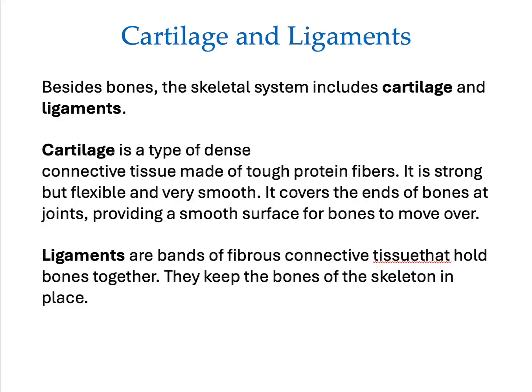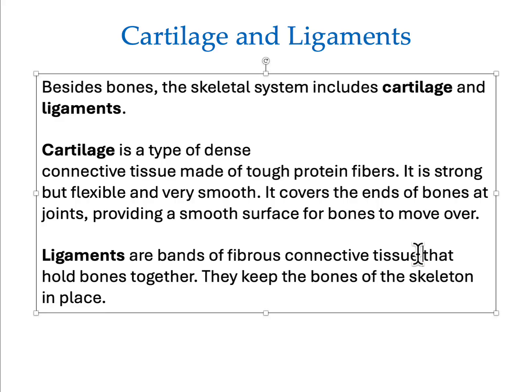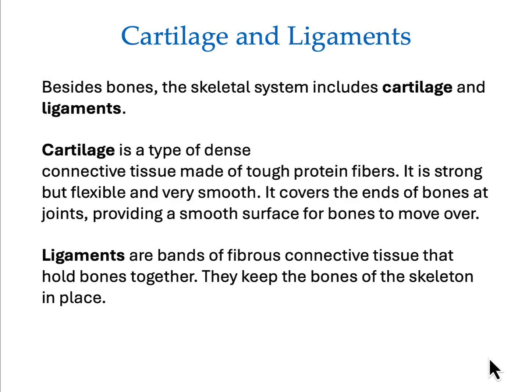Cartilage and ligaments. Besides bones, the skeletal system includes cartilage and ligaments. Cartilage is a type of dense connective tissue made of tough protein fibers. It is strong but flexible and very smooth. It covers the ends of bones and joints, providing a smooth surface for bones to move over. Ligaments are bands of fibrous connective tissue that hold bones together. They keep bones in the skeleton in place.